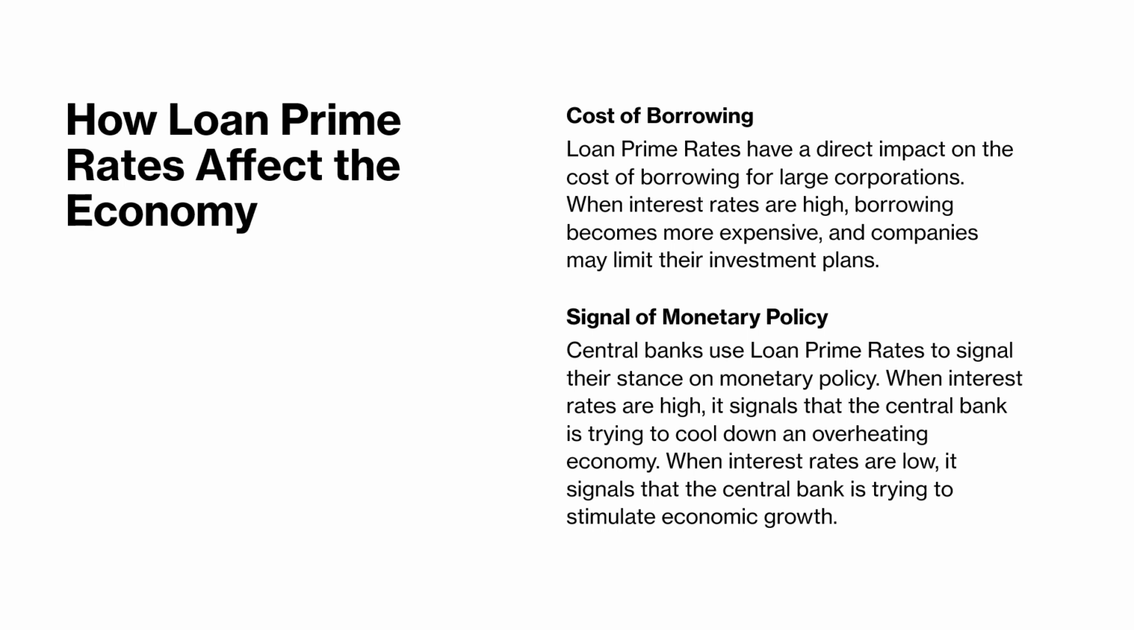Signal of monetary policy. Central banks use loan prime rates to signal their stance on monetary policy. When interest rates are high, it signals that the central bank is trying to cool down an overheating economy. When interest rates are low, it signals that the central bank is trying to stimulate economic growth.